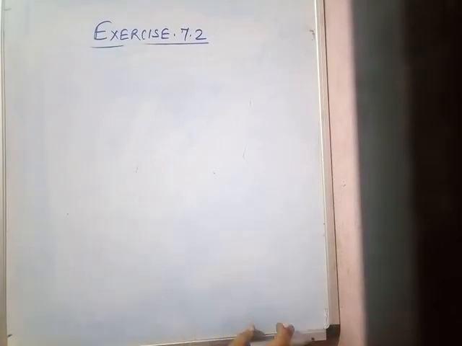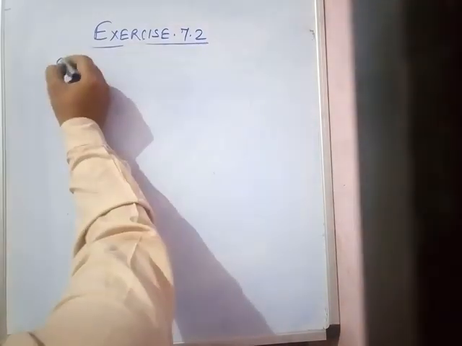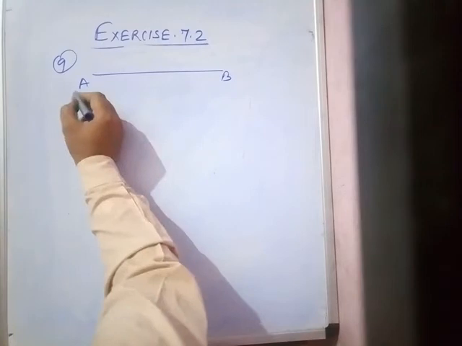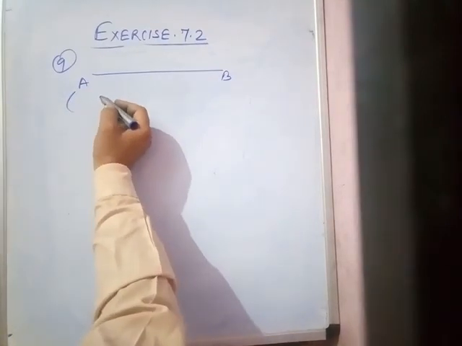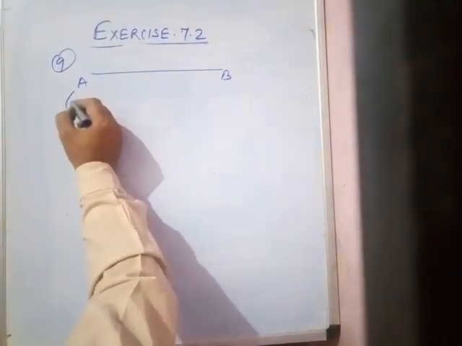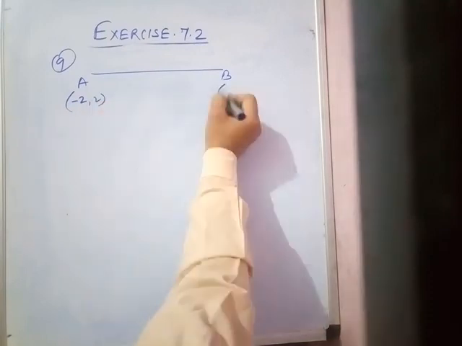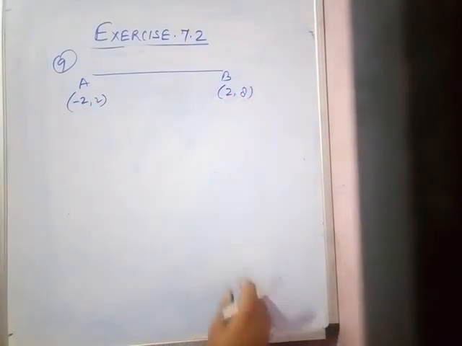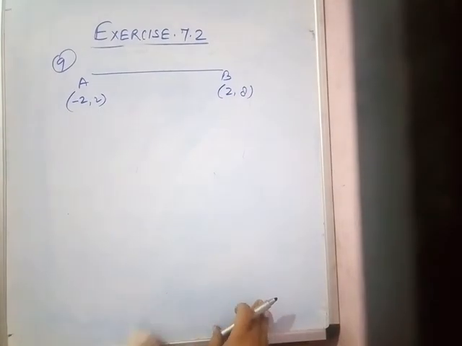Question number 9 of this exercise is given. Find the coordinates of the points which divide the line segment joining A (-2, 2) and B (2, 8) into 4 equal parts.